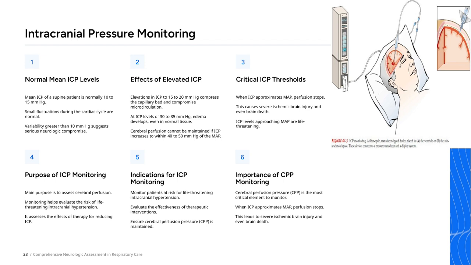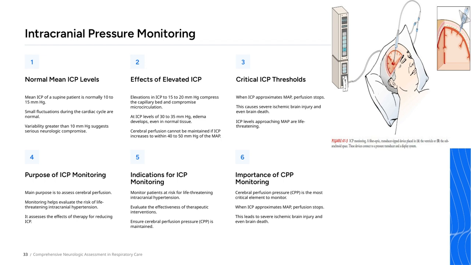So, monitoring CPP is vital, especially in patients at risk for life-threatening intracranial hypertension. It helps us evaluate how effective our therapeutic interventions are and ensures that we maintain adequate cerebral perfusion pressure to protect the brain. The main purpose of ICP monitoring is to assess cerebral perfusion.